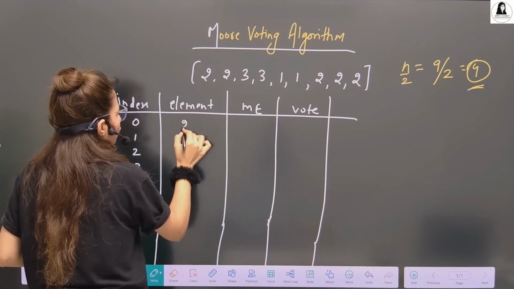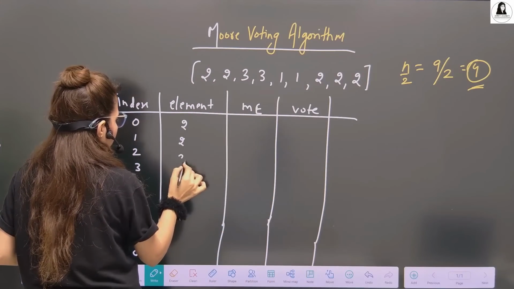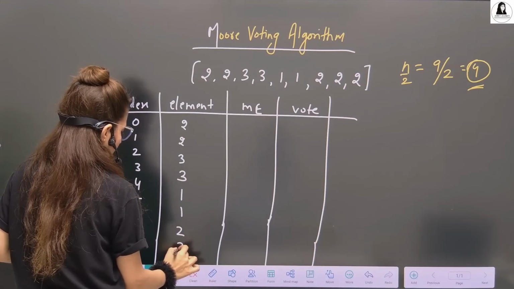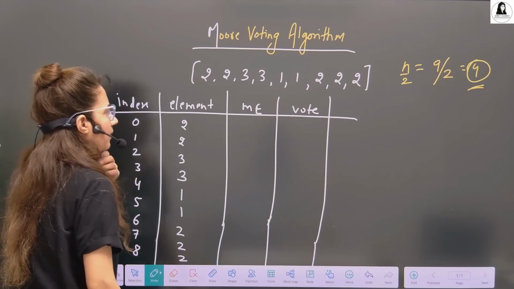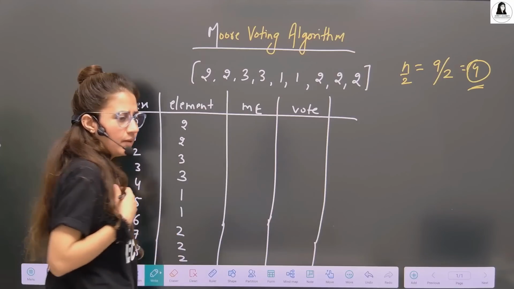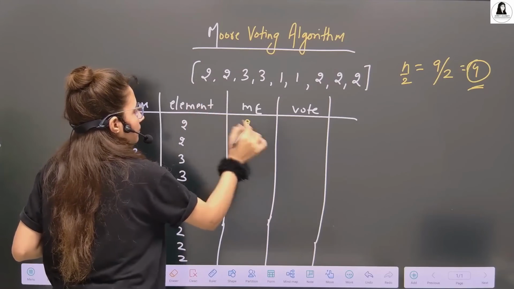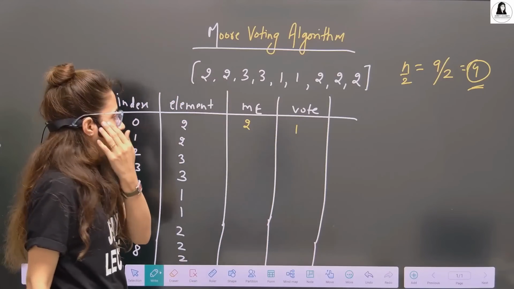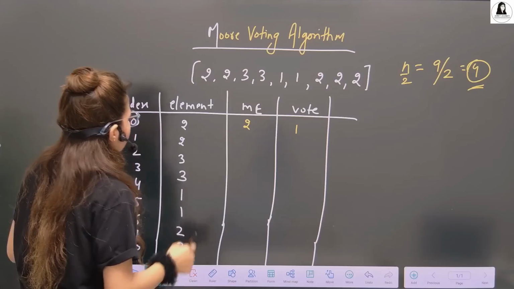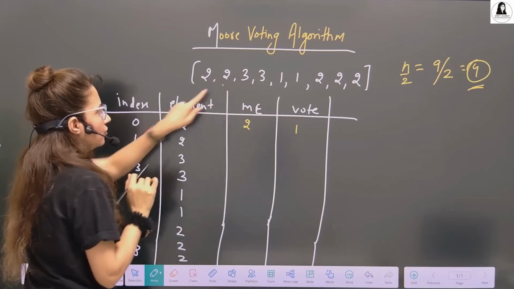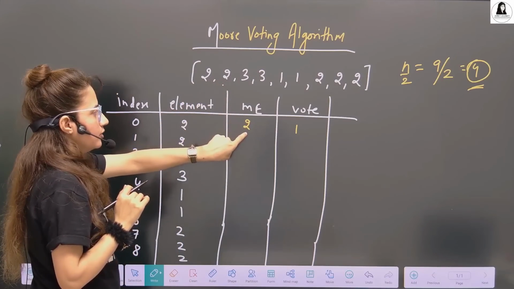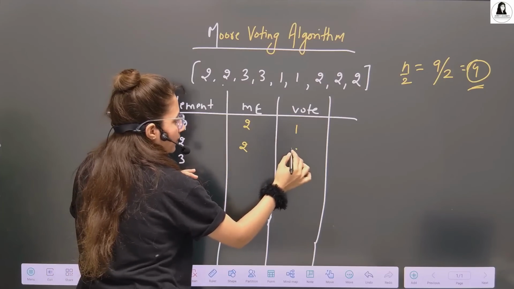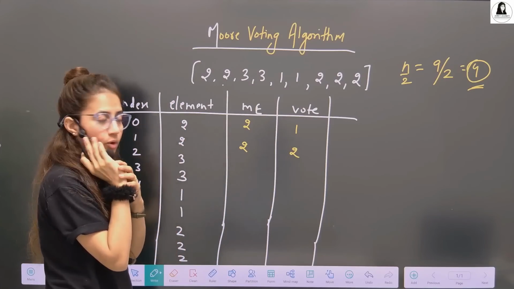At first, we are having 2. So let me just write down first all the elements here. These are the elements we have. At first, majority element, we assume it's 2. Vote also now becomes 1, or count becomes 1, right? Now, next element is 2. Majority element is, we know, 2. So it's still 2, and vote becomes 2. It will be increased by 1.